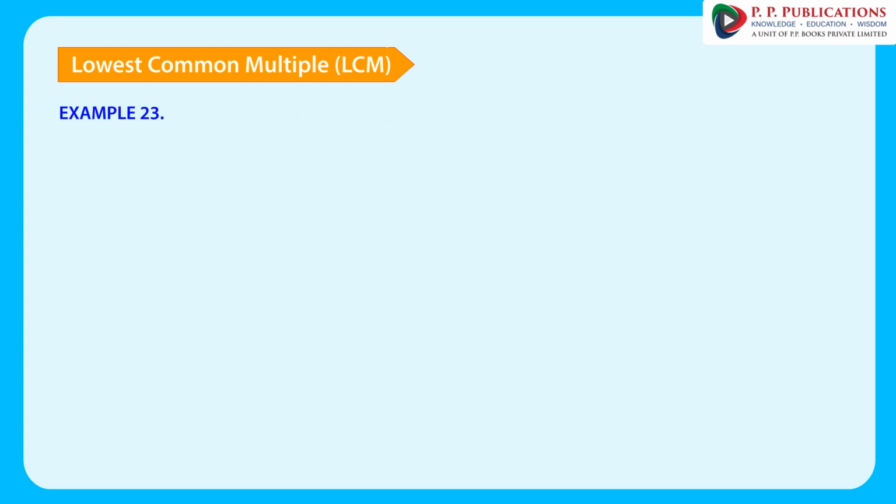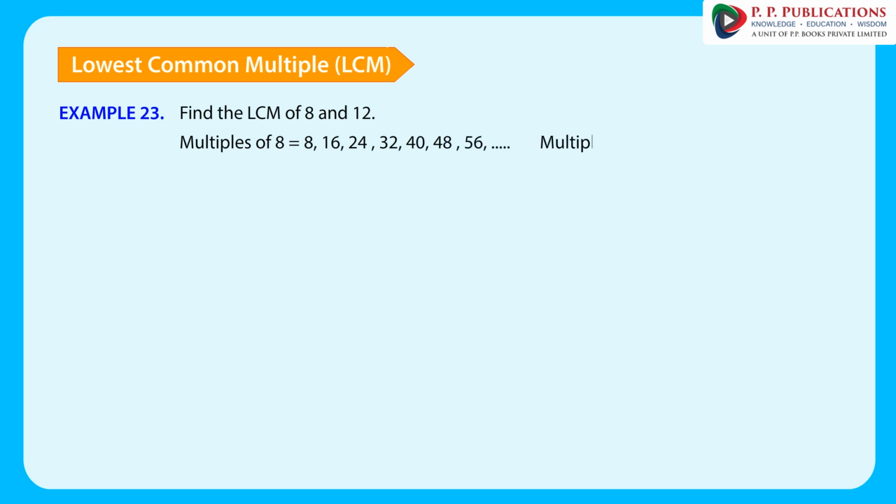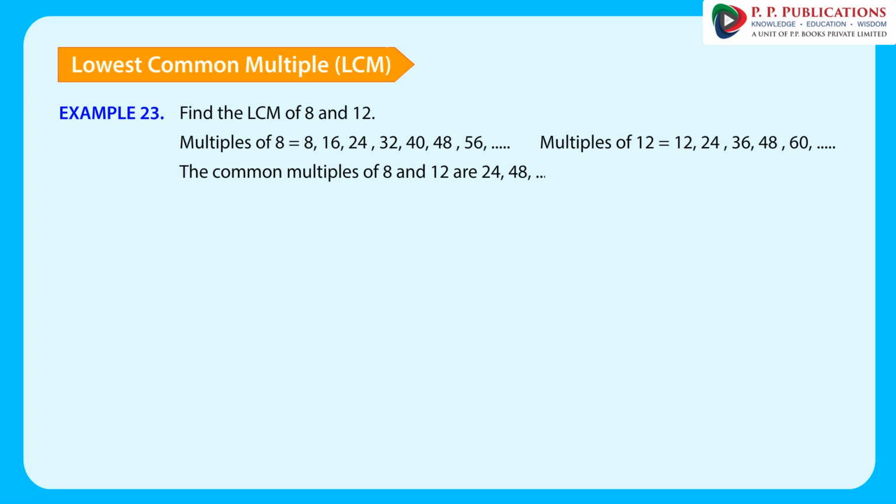Example 23. Find the LCM of 8 and 12. Multiples of 8 equals 8, 16, 24, 32, 40, 48, 56, etc. Multiples of 12 equals 12, 24, 36, 48, 60, etc. The common multiples of 8 and 12 are 24, 48 and so on. 24 is the lowest number among the common multiples of 8 and 12.